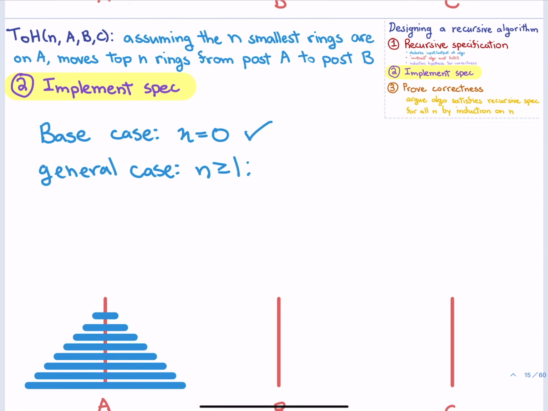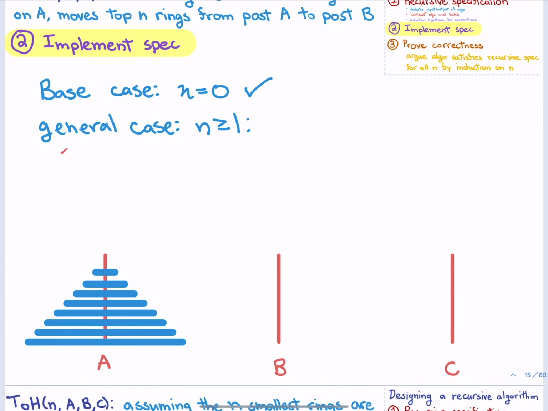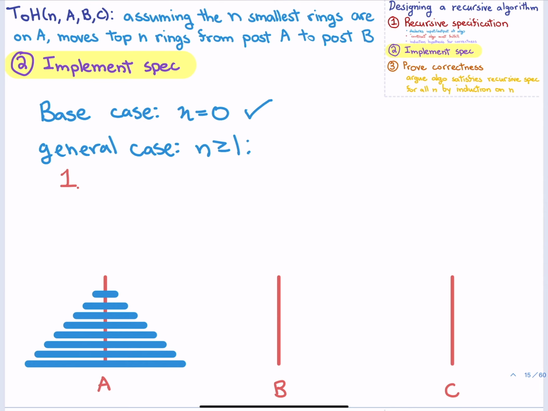We can assume that since we're doing it for n, n minus 1 can already be done. So we move the n minus 1 rings. We'll assume they can be moved to the intermediate state, and then the final ring can be moved from the initial post to the last. All right, so give me some code.